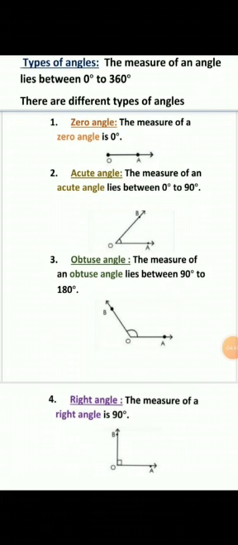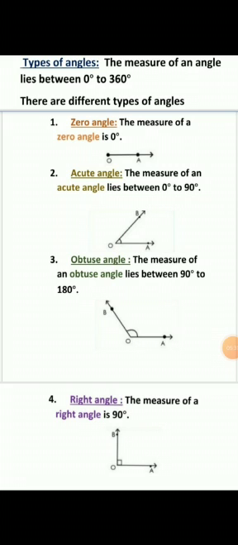And next, coming to types of angles. The measure of an angle lies between 0 degrees to 360 degrees, and there are different types of angles. First, coming to zero angle. If the initial ray does not move to any distance, then no angle is formed, and the measure of that angle is 0 degrees and it is called a zero angle. Next, coming to acute angle. If the measure of an angle lies between 0 degrees to 90 degrees, then it is called an acute angle. That means if the initial ray moves to some distance, then the final ray is formed, and that final ray lies between 0 degrees to 90 degrees.